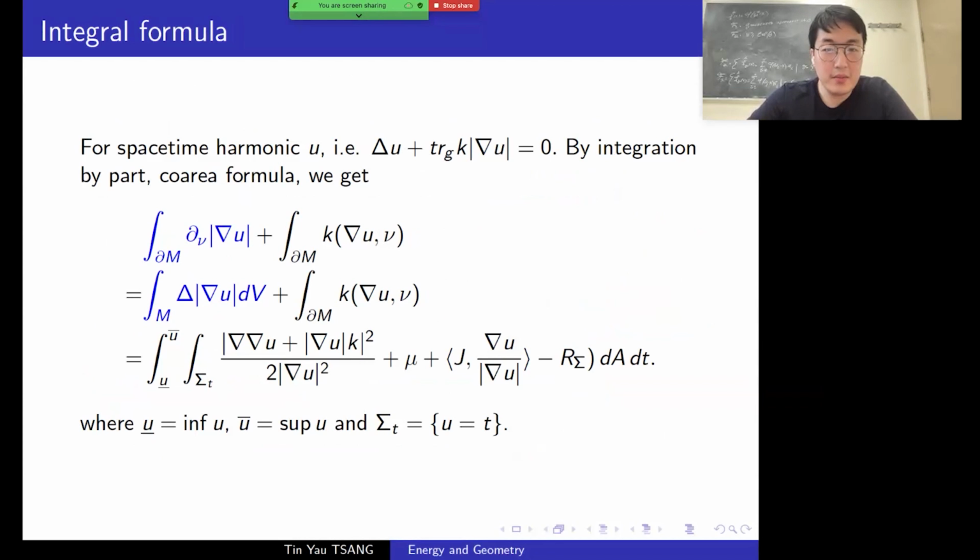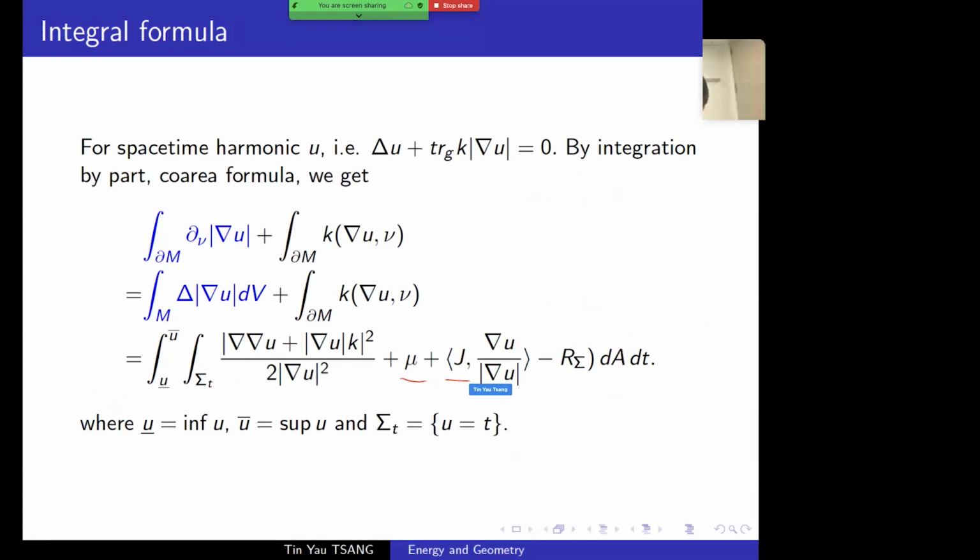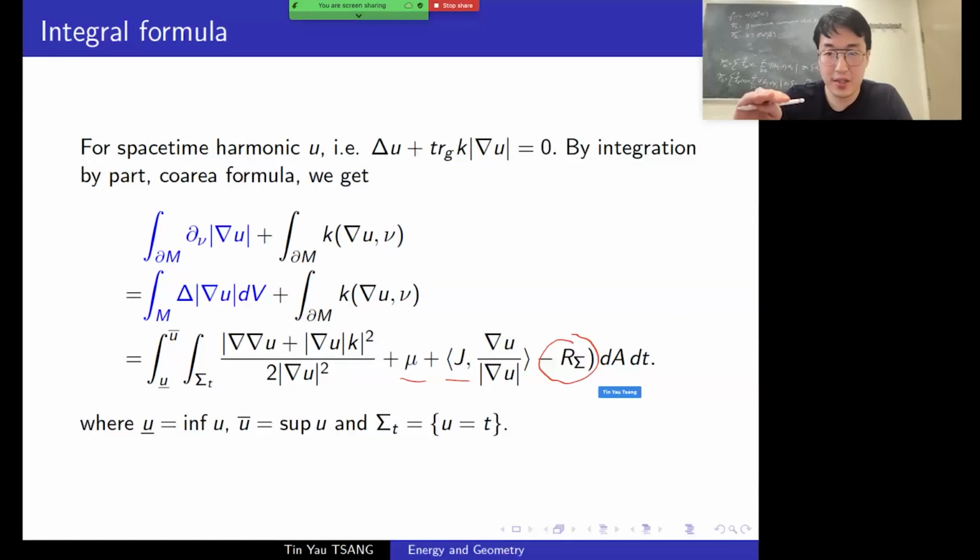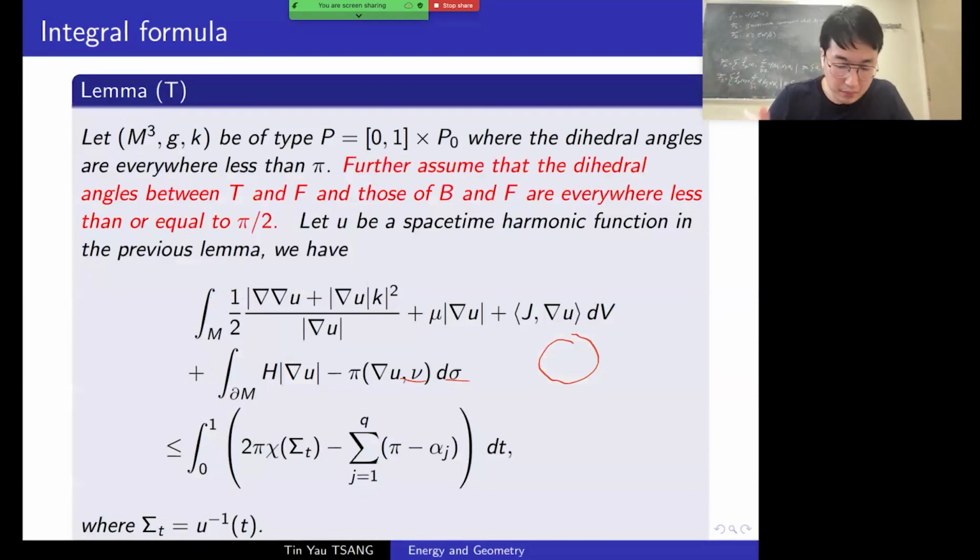By integration by parts and the Bochner formula, we get the following thing. First of all, mu and J show up. And then the Gauss curvature of the level set shows up. Then if we have the Gauss-Bonnet theorem, we should be able to tell the angle of the level set, which gives us the information of dihedral angles. So this is a good inequality.